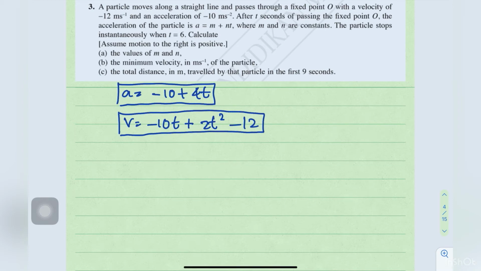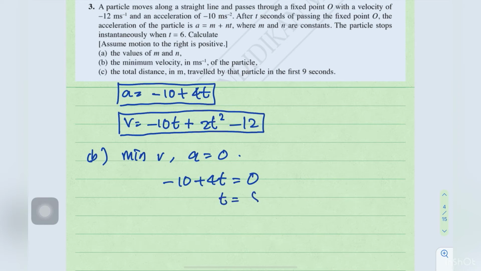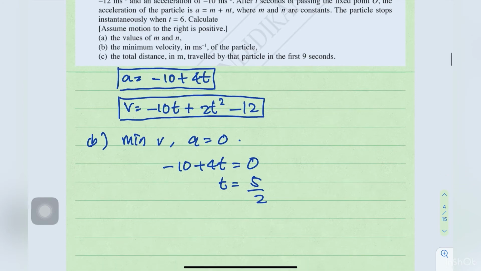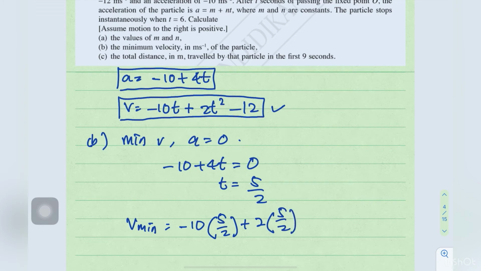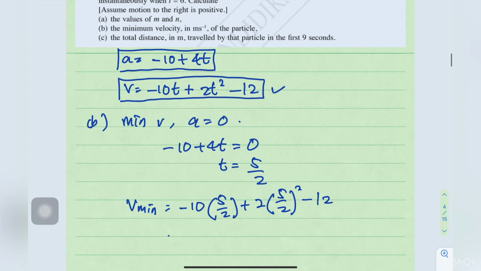For minimum velocity, minimum v, a equals 0. So negative 10 plus 4t equals 0, then t equals 5 over 2 seconds. To find the minimum velocity, we substitute into v. So v minimum equals negative 10 times 5 over 2 plus 2 times (5 over 2) squared minus 12, which equals negative 24 1 over 2 meters per second.